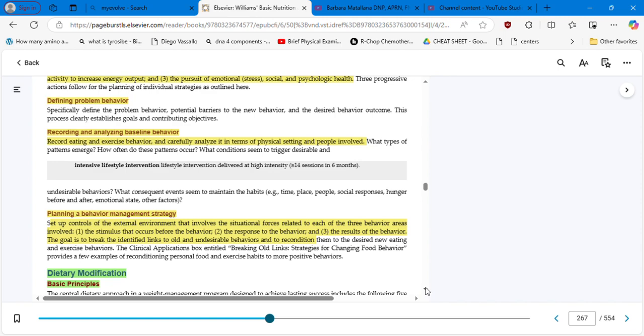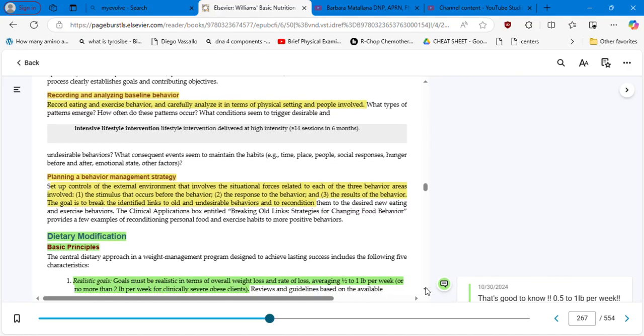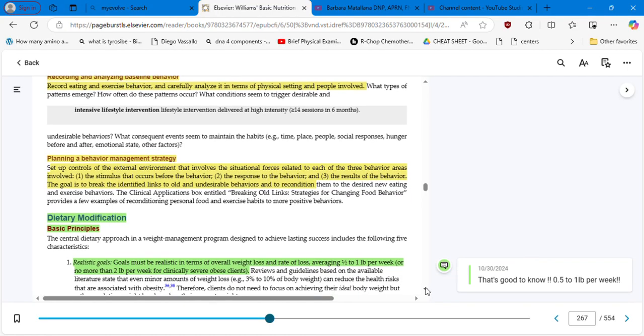Defining problem behavior is important. Recording and analyzing baseline behavior. So you need to record eating and exercise behavior and carefully analyze it in terms of physical setting and people involved. So let me share with you, in my capstone project, I was working with breast cancer survivors in order for them to avoid recurrence of breast cancer. The most important thing we did was first checking their mental state. We analyzed their psychological state and worked on their stress and their fears.